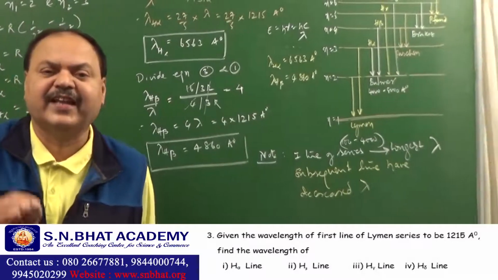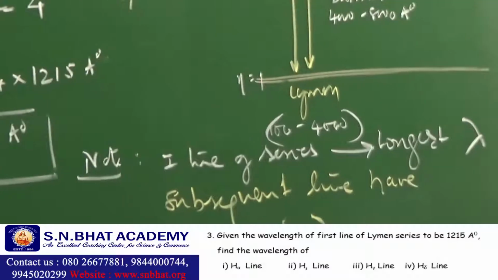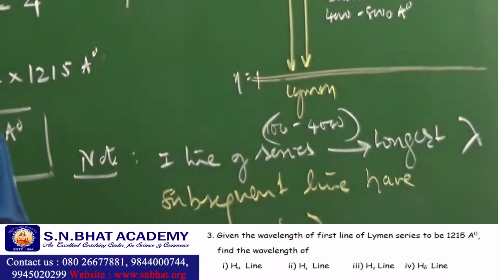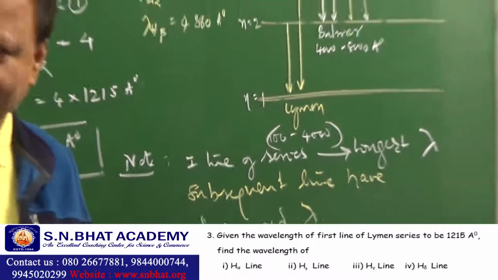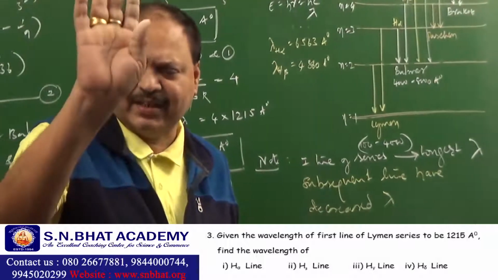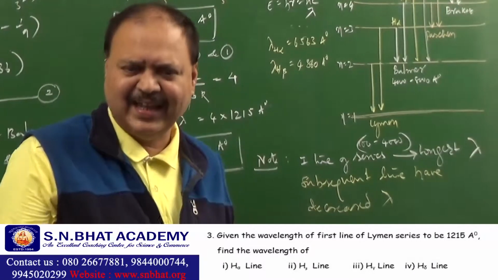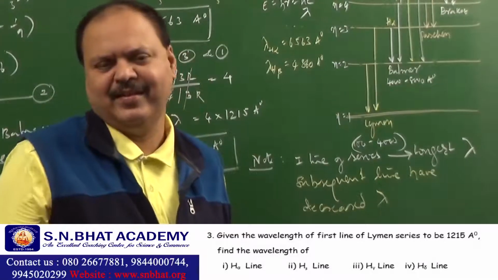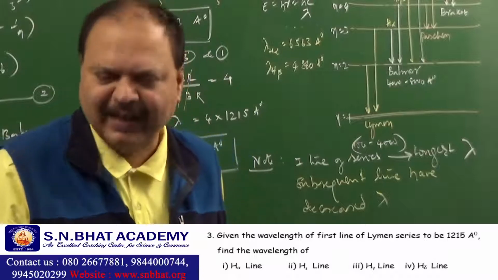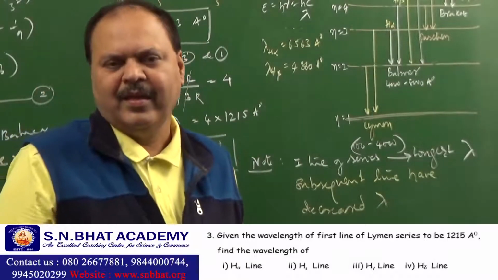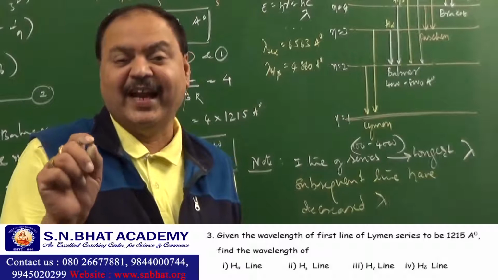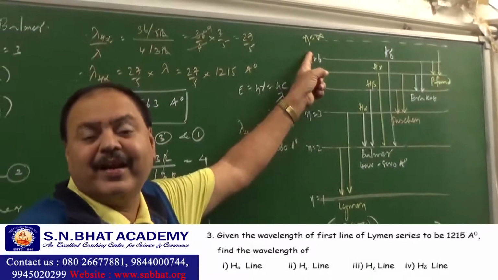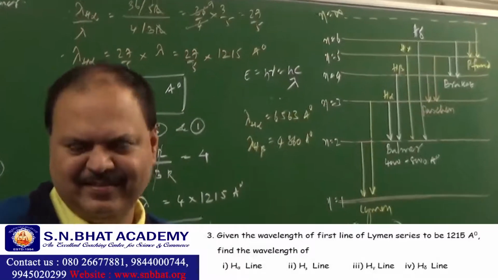The first line of the series has the longest wavelength. The wavelength of the subsequent lines decreases. And we get the shortest wavelength when the electron jumps from the n equal to infinity level. Ready?